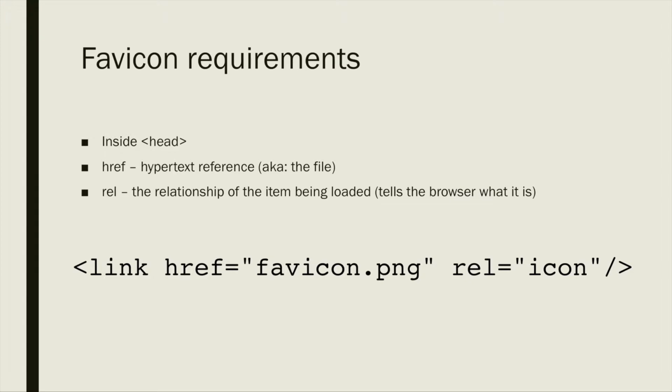So what exactly is required for a favicon? Well, the first thing is you want to make sure it's inside the head section of your page. You have an href, or the hypertext reference, also known as the file, using the exact same properties we learned when we inserted images. And also you want to have the rel, or the relationship of the item that's being loaded. Basically, you're telling the browser what this file is, in this case, icon. It should always be icon. That's how you tell the browser it's a favicon.